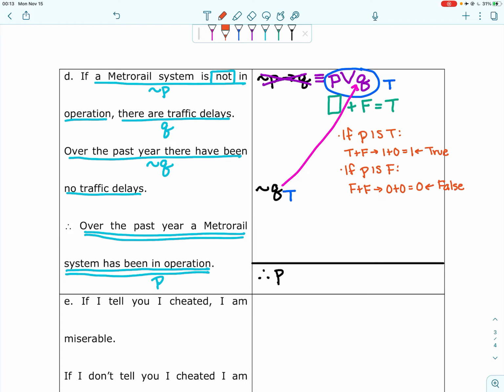So P cannot be false, because if P is false, then our entire OR statement does not end up being true. So in order for this entire statement to be true, we need P to be true. If P is true, then this P down here must also be true, because they're both P. They're the same symbol. So our conclusion is true. Therefore, the argument is valid.